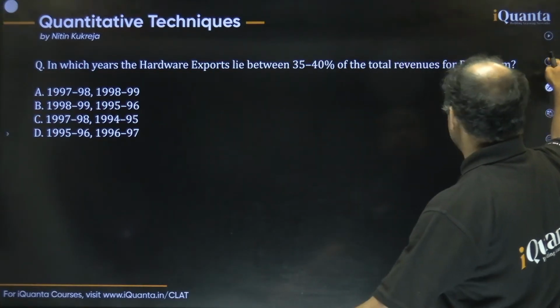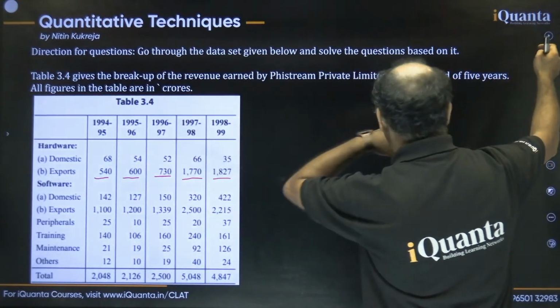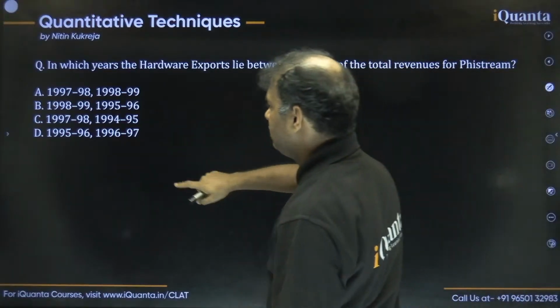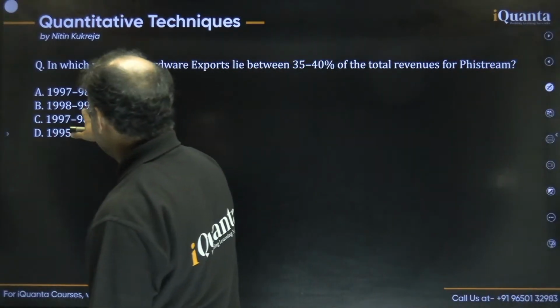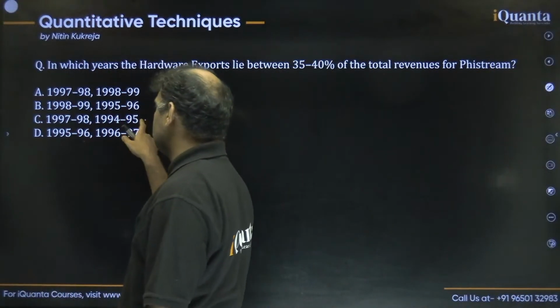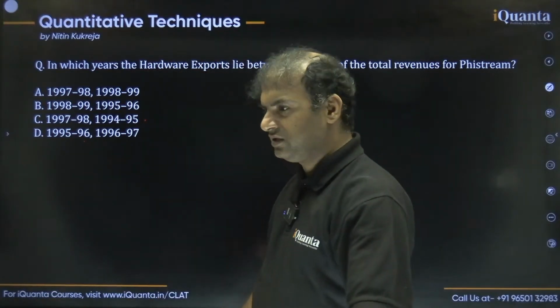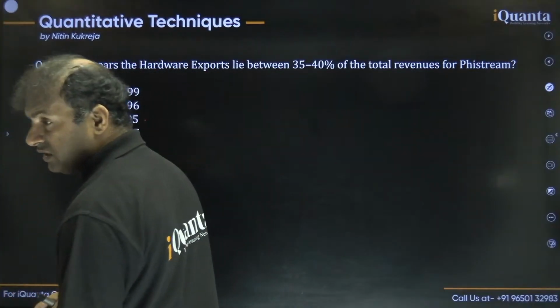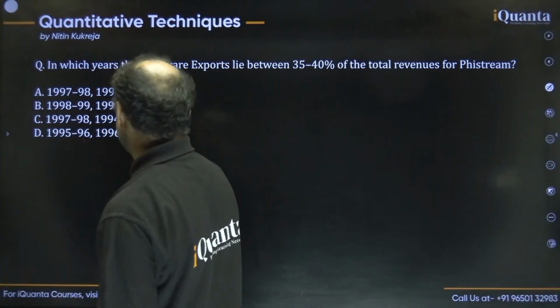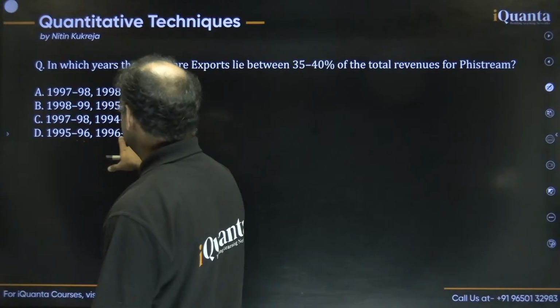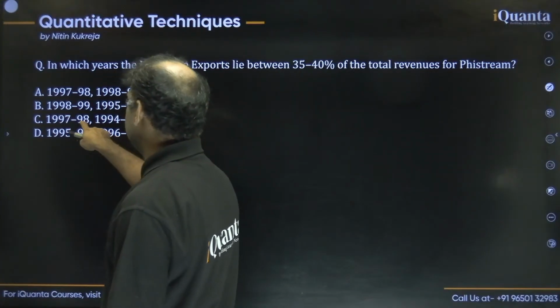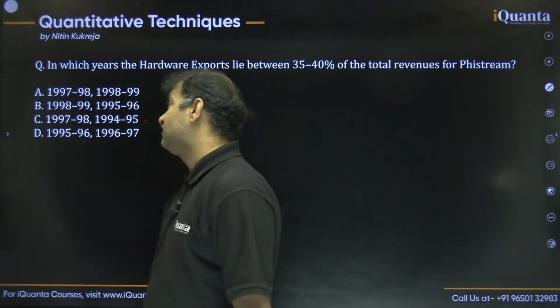See, the data is from 94 to 98, 99. So 94, 95, is it an option? Yes. 95, 96 is there. We can ignore calculating for any of the years. So let's see if any year is missing in the options or not. We have 94, 95, we have 95, 96, we have 96, 97, 97, 98, 98, 99. Yes, we have all of them.